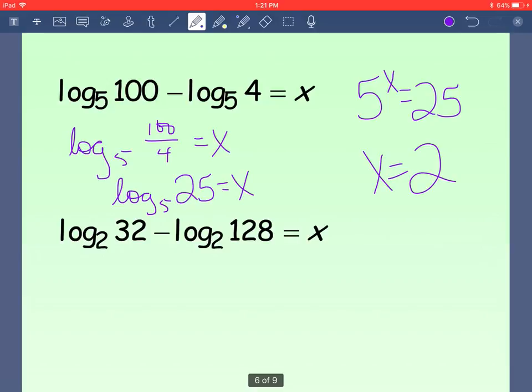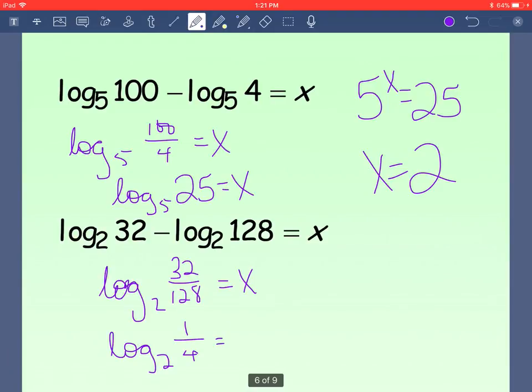I've got log base 2 of 32 minus log base 2 of 128 equals x. They both have the base of 2, so I can write it as 1 and say that it's log base 2 of 32 over 128 equals x. And simplifying this, I can say that it's log base 2 of 1/4 equals x, because 32 over 128 simplifies to be 1/4. And now to solve it, I can put it in exponential form.